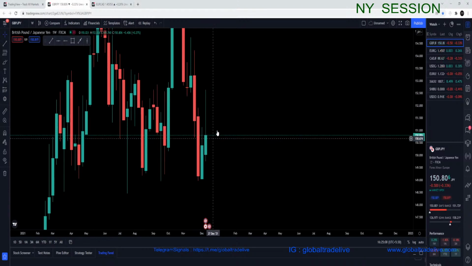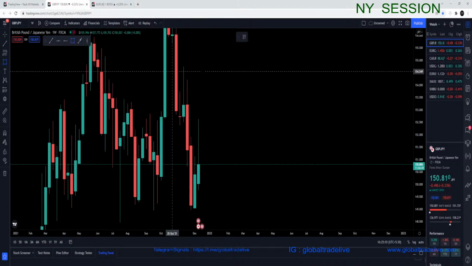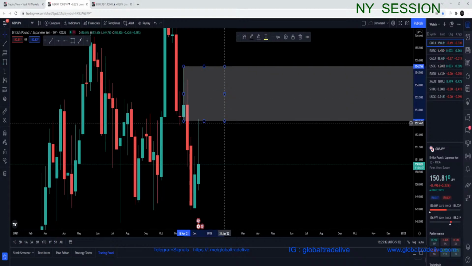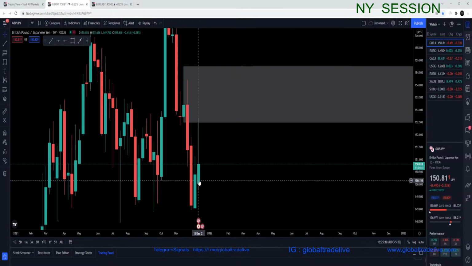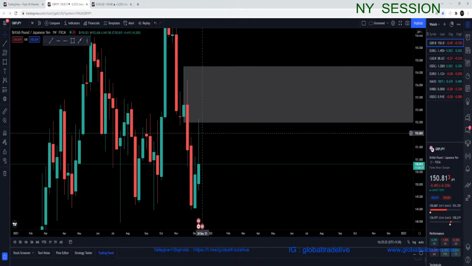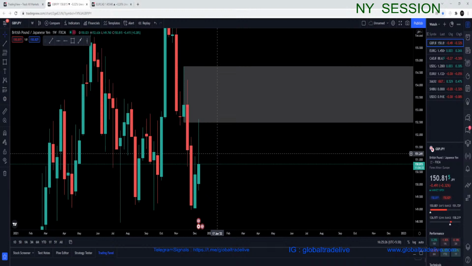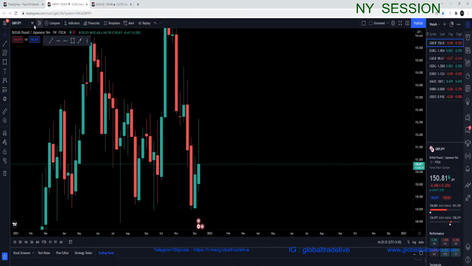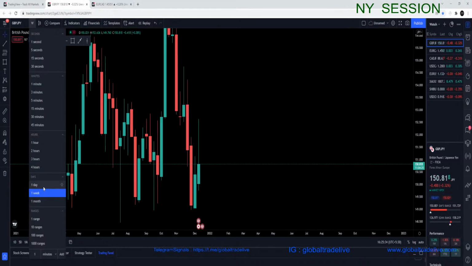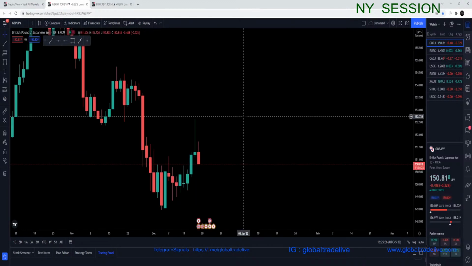So if we say that this area is a POI over here, then look, the market went all the way up, rejected and respected the POI, and now it's coming all the way down. That means I can say that the market can possibly reject more and move down. So that means bias will be sells, right? And today is the last day of the week, so today anything can happen.